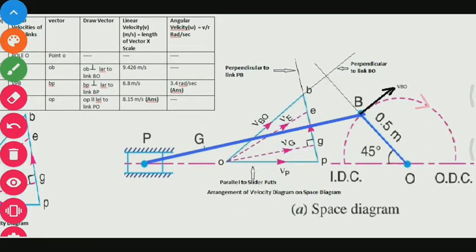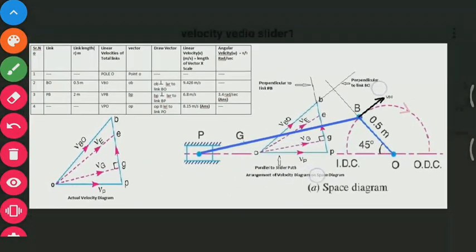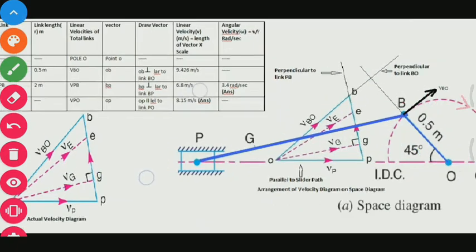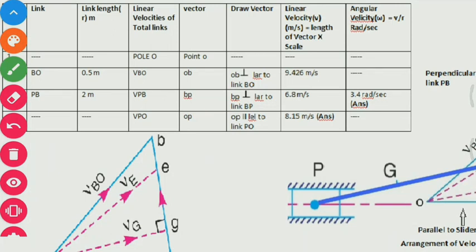So now I am going to tell you about the table. In the table, each and every parameter you can show and study. Here the links BO and PB are shown, their lengths are 0.5 meter and 2 meter. The linear velocities of the total links are written, from which we can obtain the vectors also. VBO means OB, VPB means BP, VPO means OP vector.